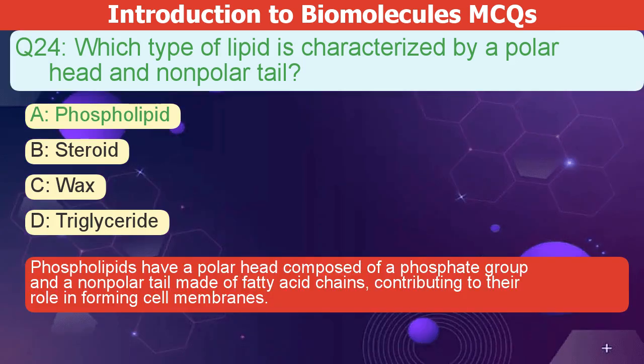The correct answer is A. Phospholipids have a polar head, composed of a phosphate group, and a nonpolar tail made of fatty acid chains. This contributes to their role in forming cell membranes.